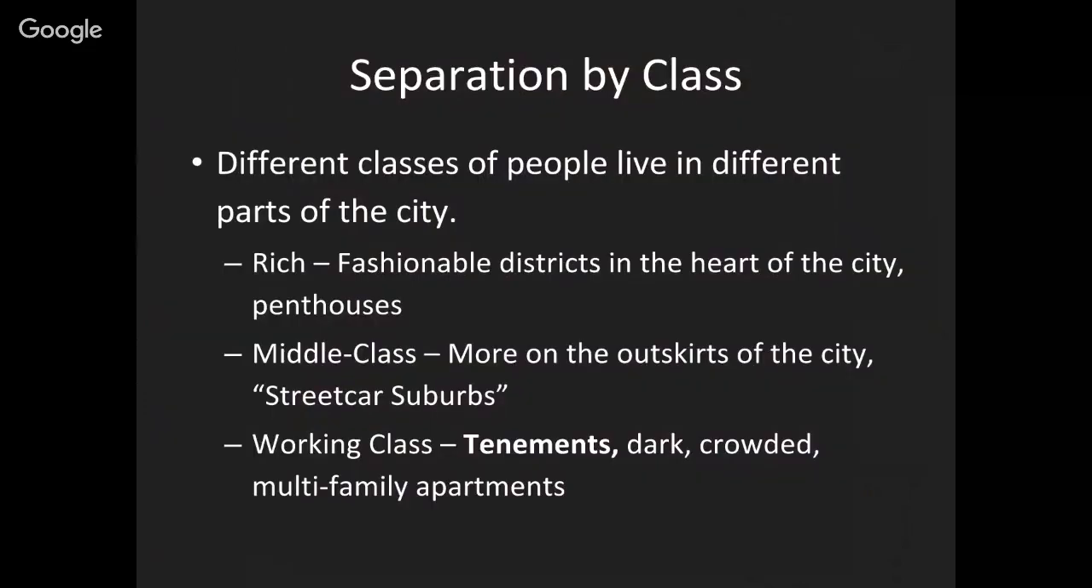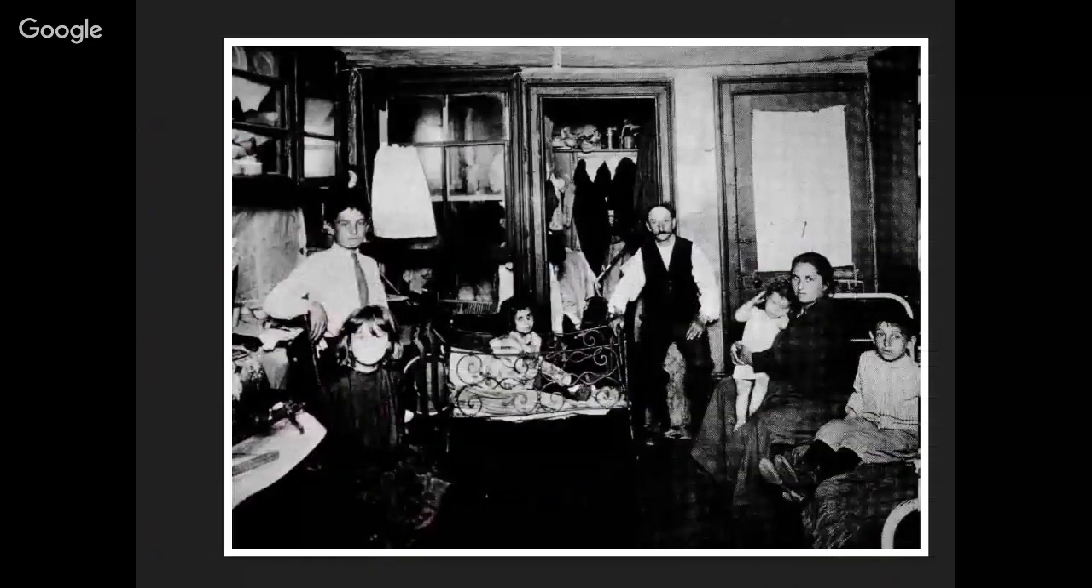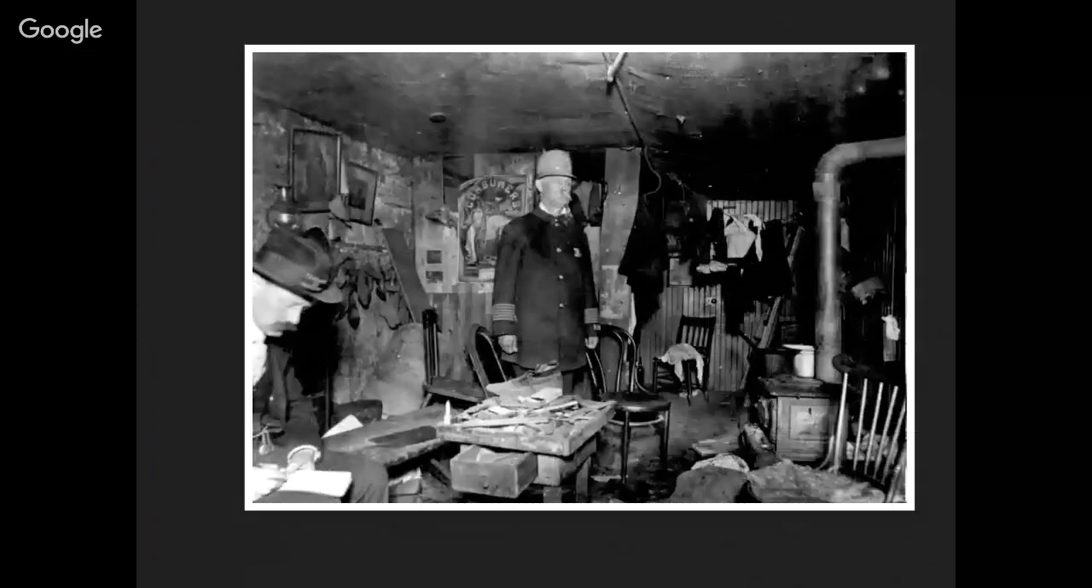And then finally, the last group would live in tenements, dark, crowded, multifamily apartments, where they were jamming people in. You'd have huge families living in a one-room studio apartment. These places were dirty. They were often unventilated. Fires would break out a lot. Some of them had electricity with bad wiring. Some of them didn't have electricity, so people were using candles. If you could imagine candles being lit in a place like this.